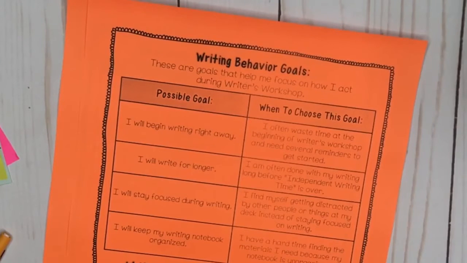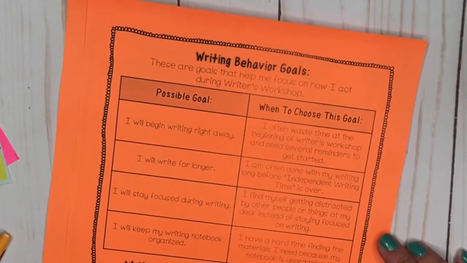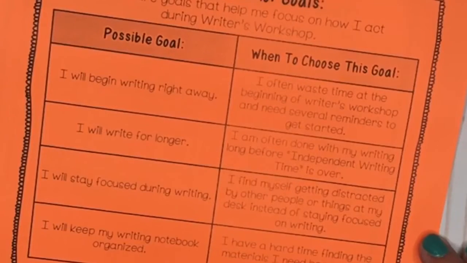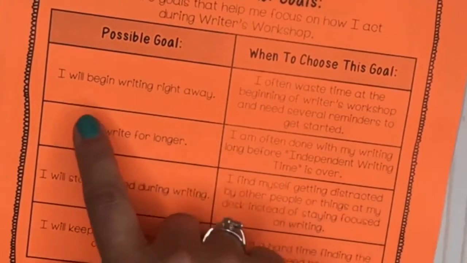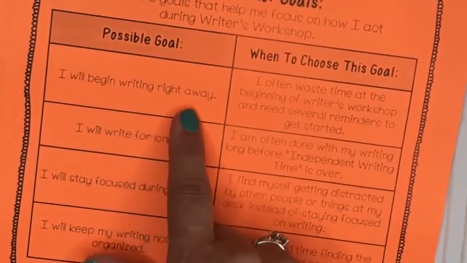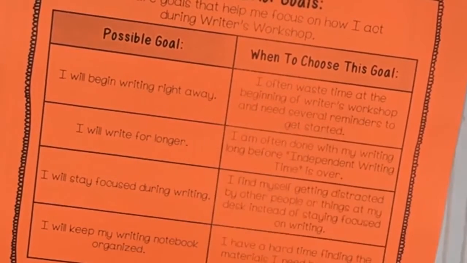With each goal, I also have a section on their chart that I provide for them that helps them to know when that is a good goal for them to choose. So for example, if their writing goal is I will begin writing right away, maybe they need to choose that goal because they often waste too much time at the beginning of writer's workshop and they need several reminders to get started. So this column right here helps the students to know when it's an appropriate goal for them.